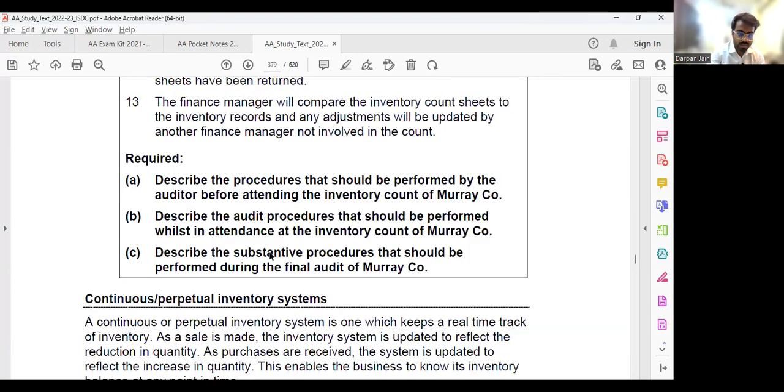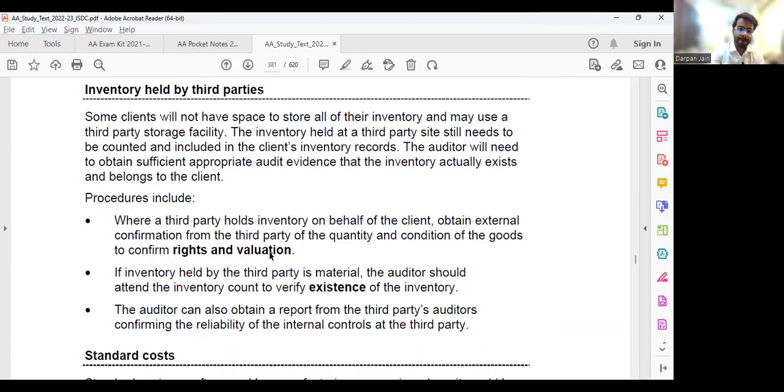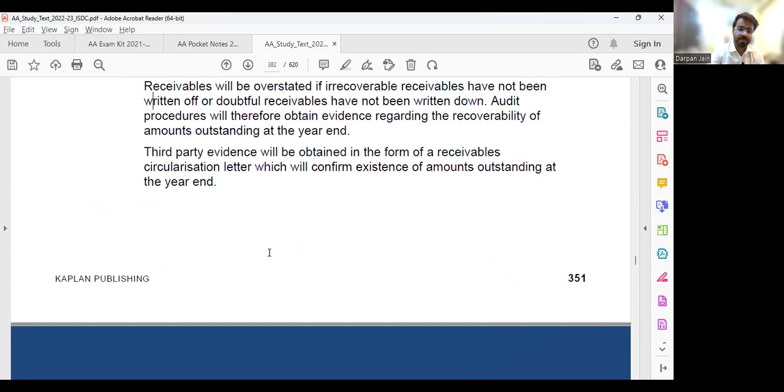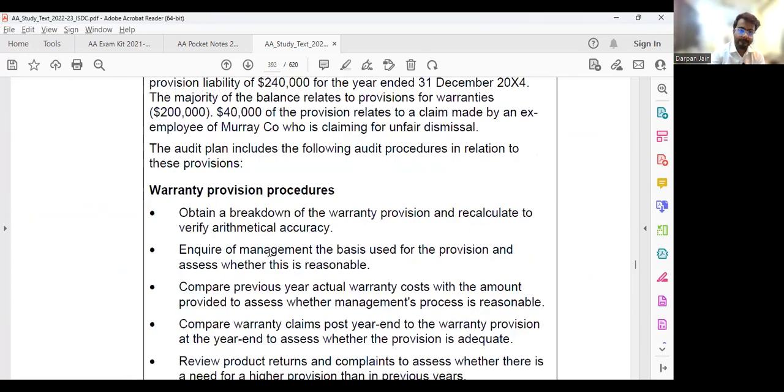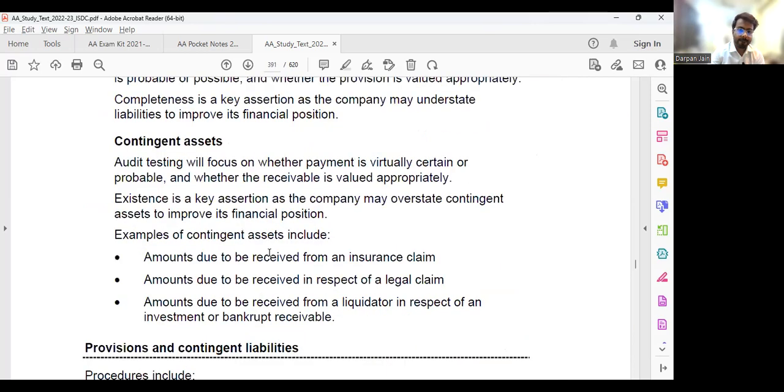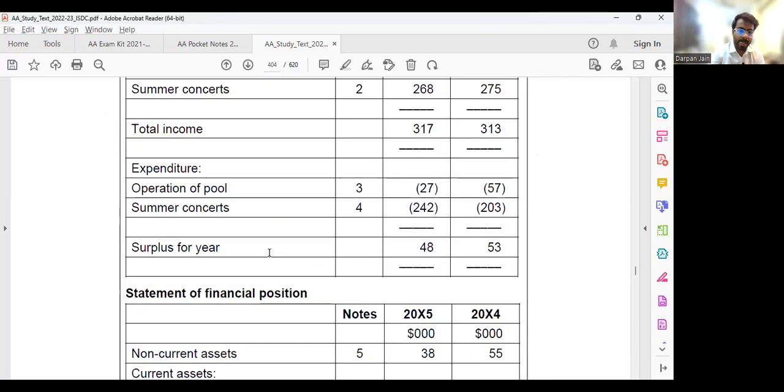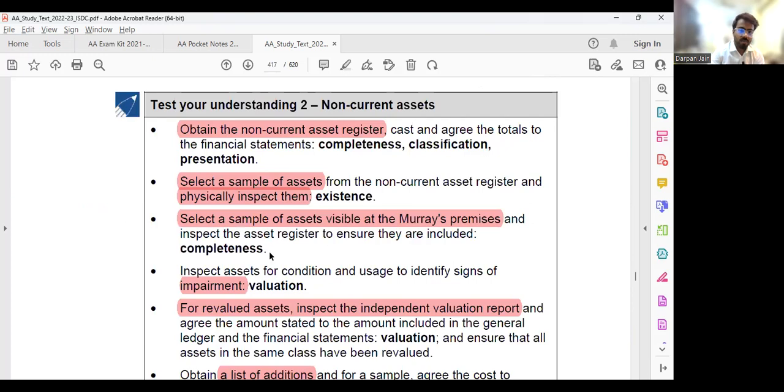So one second. This is test your understanding 3. Yes.